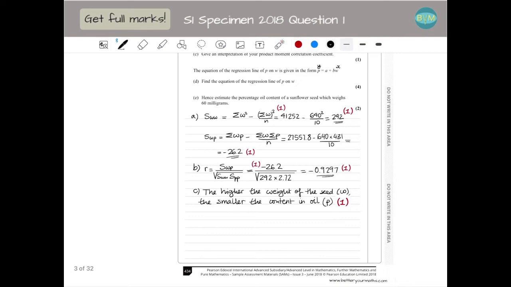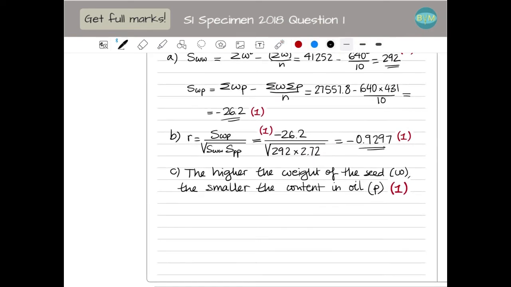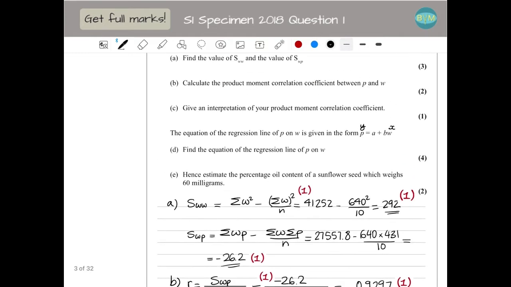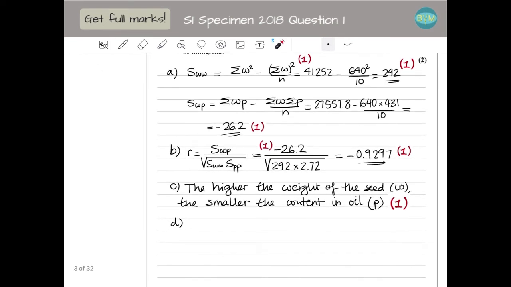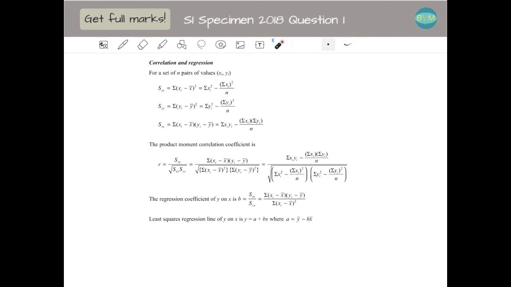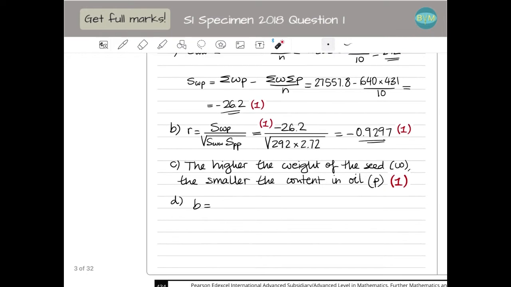So to find the equation, again, I'm going to use the formula booklet to find B and A. So these two constants, A and B. Remember, we have to start first with B, because A depends on B. So B, from the formula booklet, again, B is S xy divided by S xx. That's why you need to know what x and y are.